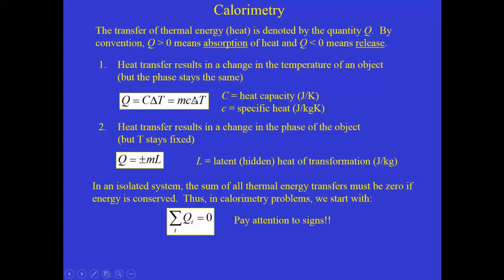So this mc delta T is the expression that we'll most often use to talk about heat transfer when a system's temperature changes. But the other possibility, as we mentioned already, is that the transfer of heat results in a phase change of the object at a fixed temperature. So the Q for this kind of process is plus or minus the mass of the system times a constant L called the latent heat of transformation. And so you see unit-wise that L, if Q is an energy and it has units of joules, then L has units of joules per kilogram.